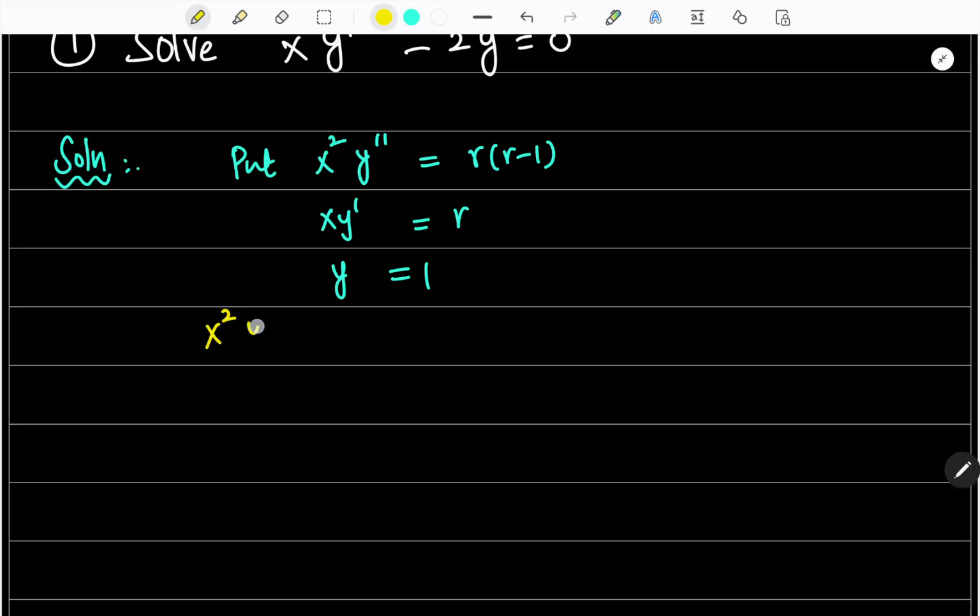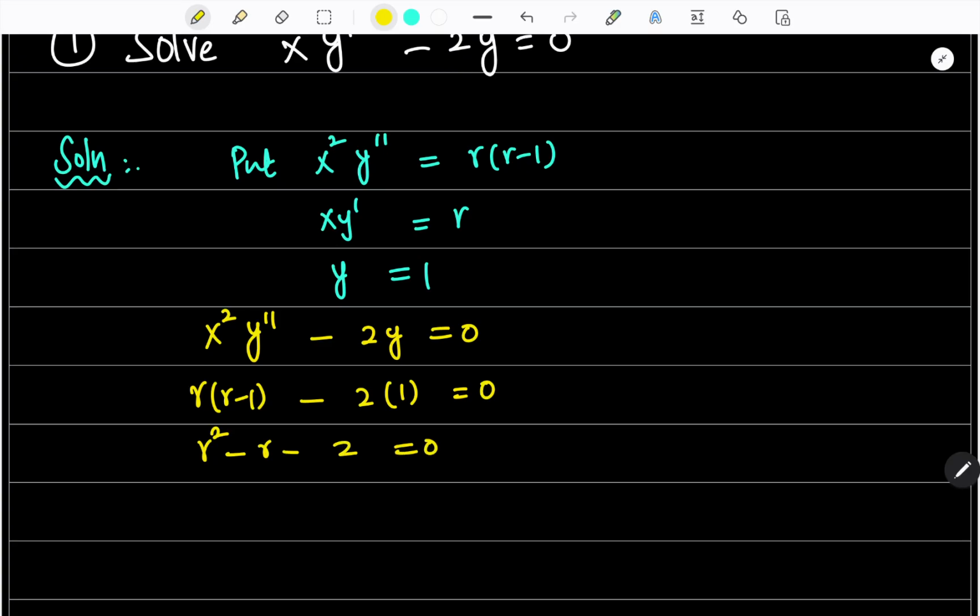Your equation is x square y double dash minus 2y is equal to 0. Right? So now we are going to put r into r minus 1 minus 2 into y is equal to 1. So this is r square minus r minus 2 equal to 0.